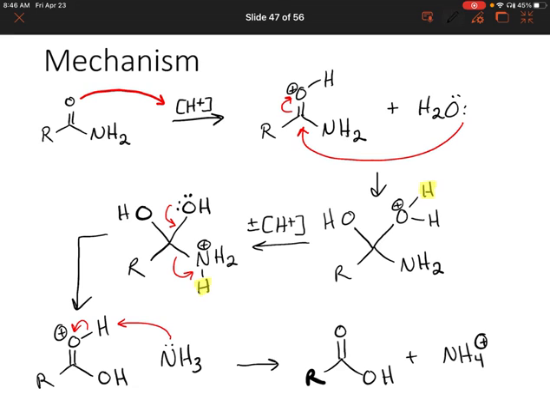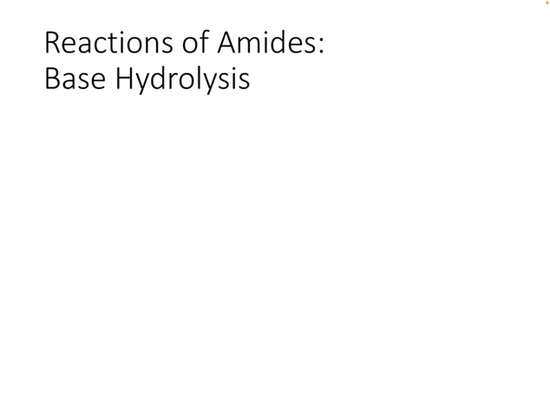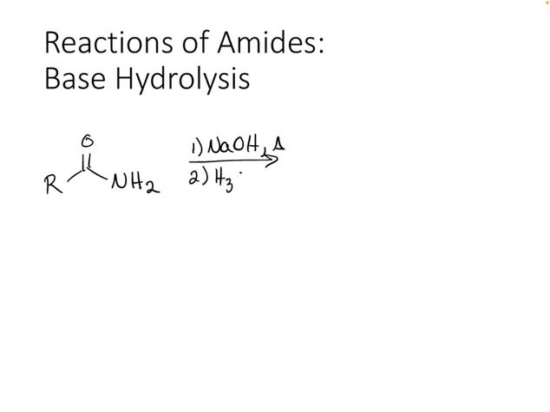Now, there also is base hydrolysis instead of acid hydrolysis. So similar to what we've seen before, if we have an amide, or any derivative really here, we could react that with sodium hydroxide and heat, followed by dilute acid, and that will give us back the carboxylic acid as well.